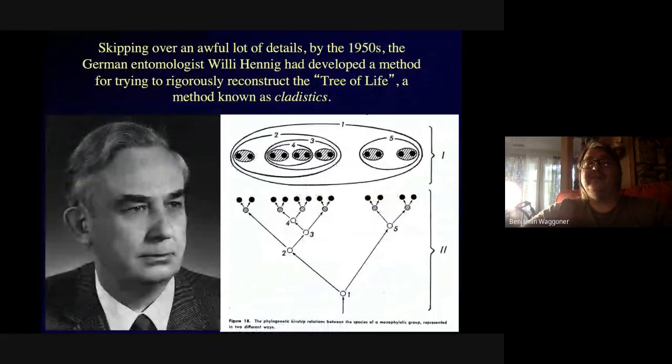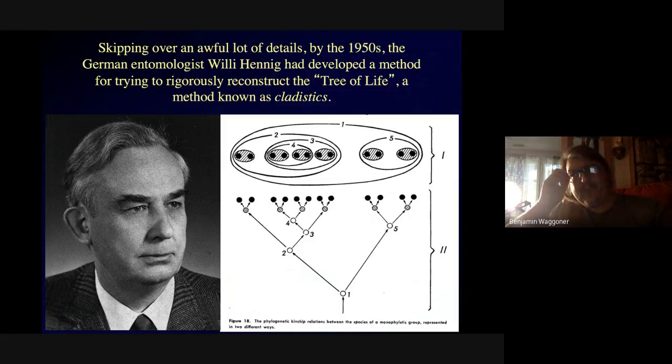And we'll skip over a ridiculous amount of details all the way up to the 1950s, when there's a German entomologist named Willy Hennig. And Hennig has developed a method for trying to reconstruct this tree of life in a rigorous way. It's very easy, if you're classifying, to group things together because you kind of think they look alike, or you think they've got some things in common, but maybe you're not too articulate about what those might be. Hennig's method is an attempt to take the subjectivity out of it and say, I hypothesize that these two species share a common ancestor because they share this, this, and this.